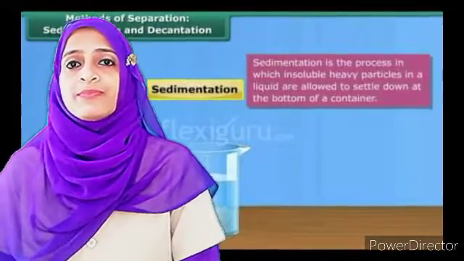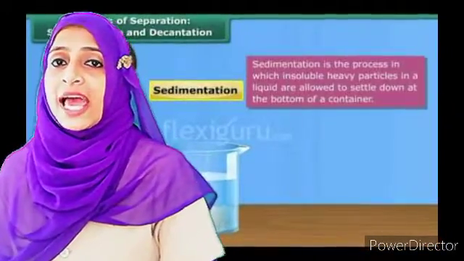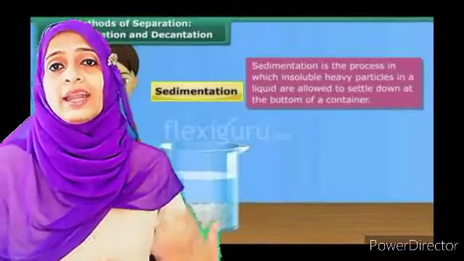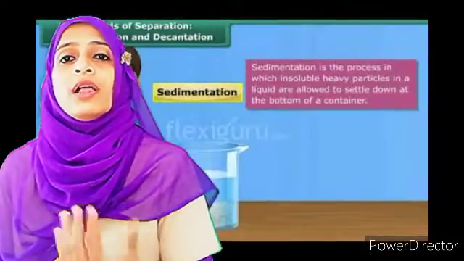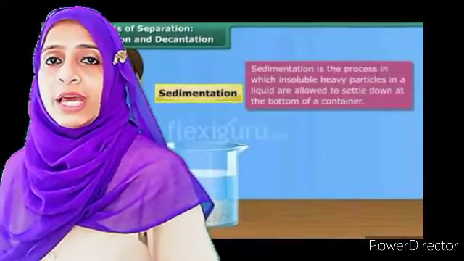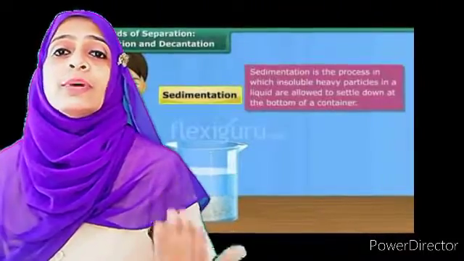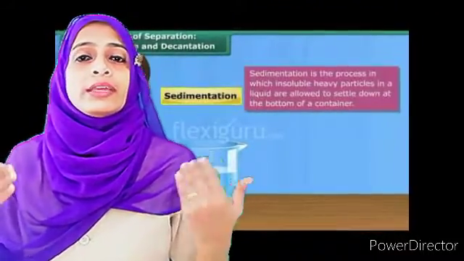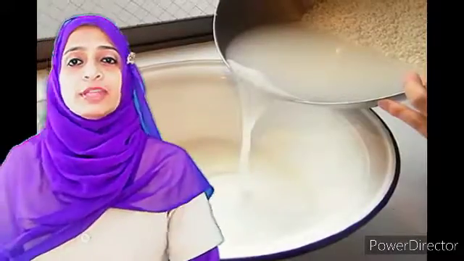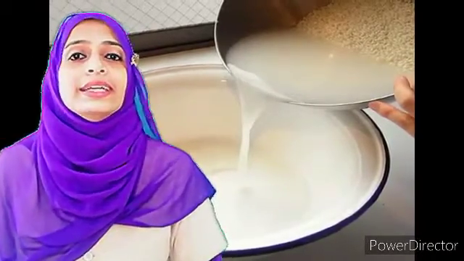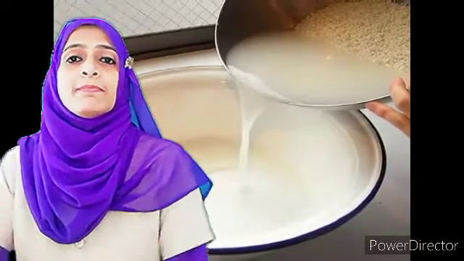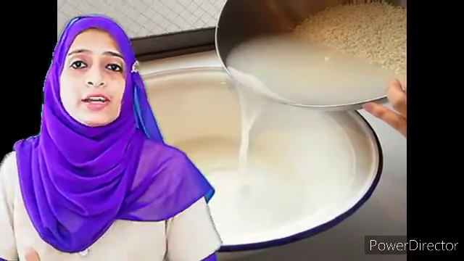Suppose we take a mixture of sand and water. We can see that insoluble soil settles down after some time, and that process is called sedimentation, and the supernatant liquid can be separated from the solid by simply tilting the vessel, and that process is termed as decantation. So that is the simplest method to separate an insoluble solid from a liquid.